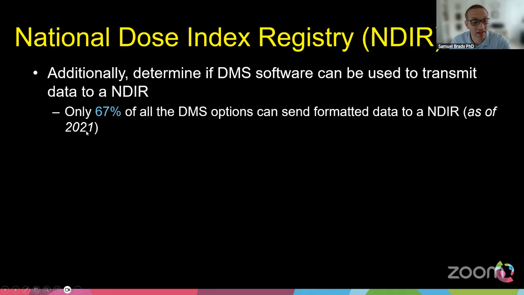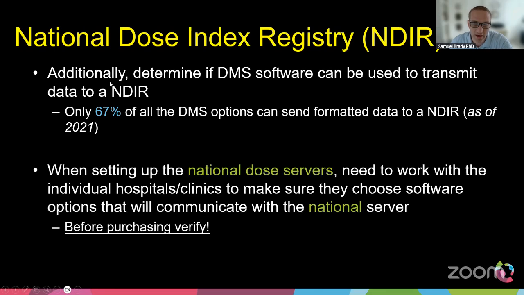On top of that, at least as of 2021, only 67% of these softwares can actually submit or send data out. All of them can collect data, and it's used locally at your hospital, but only about 70% can then push it to a third entity, your NDIR. So make sure you have the right software to participate.